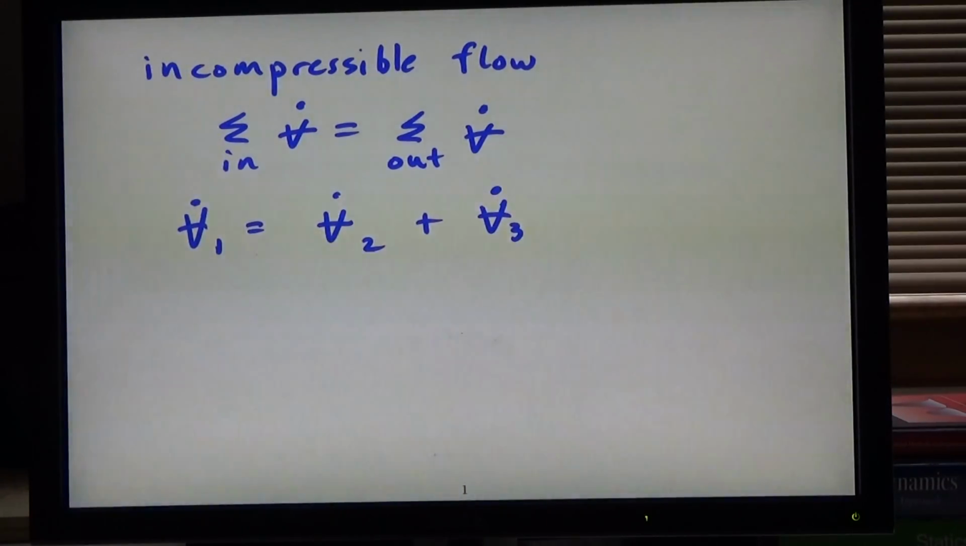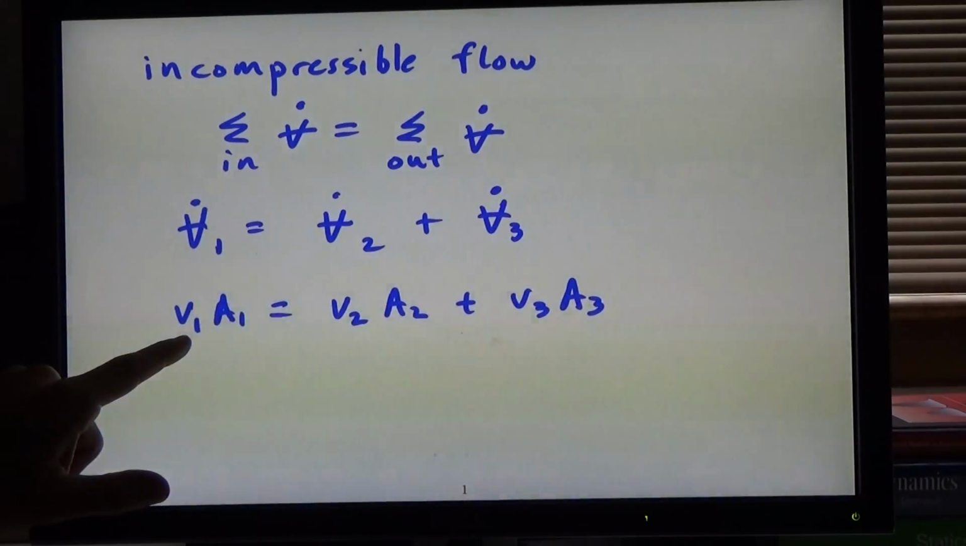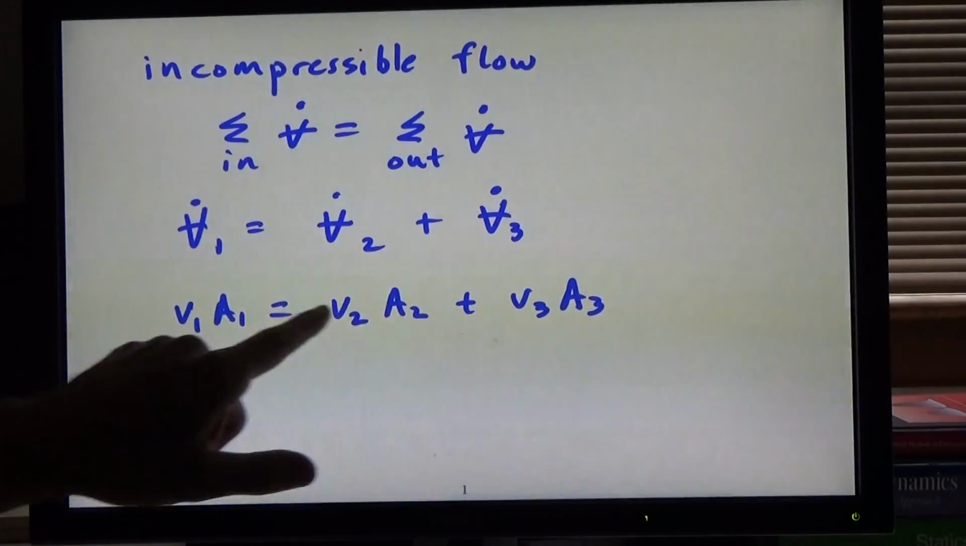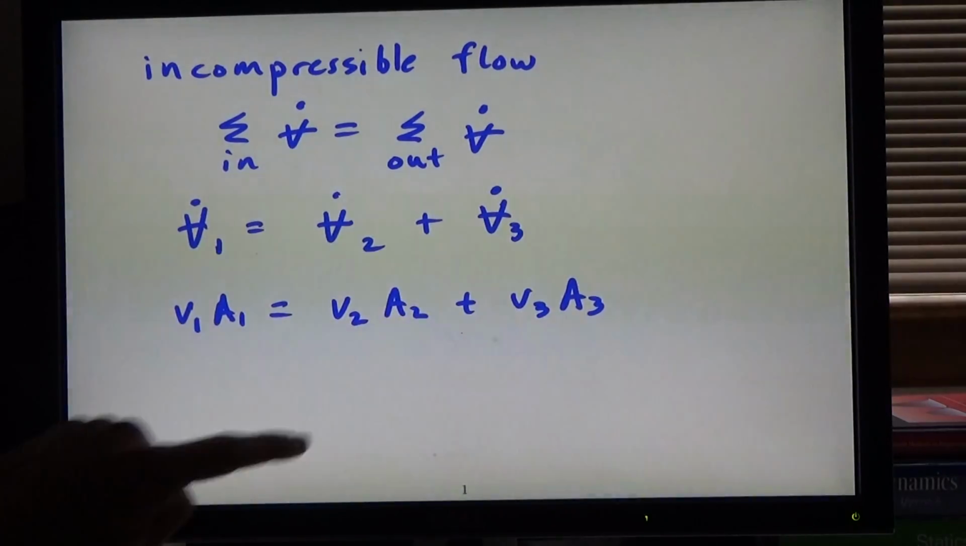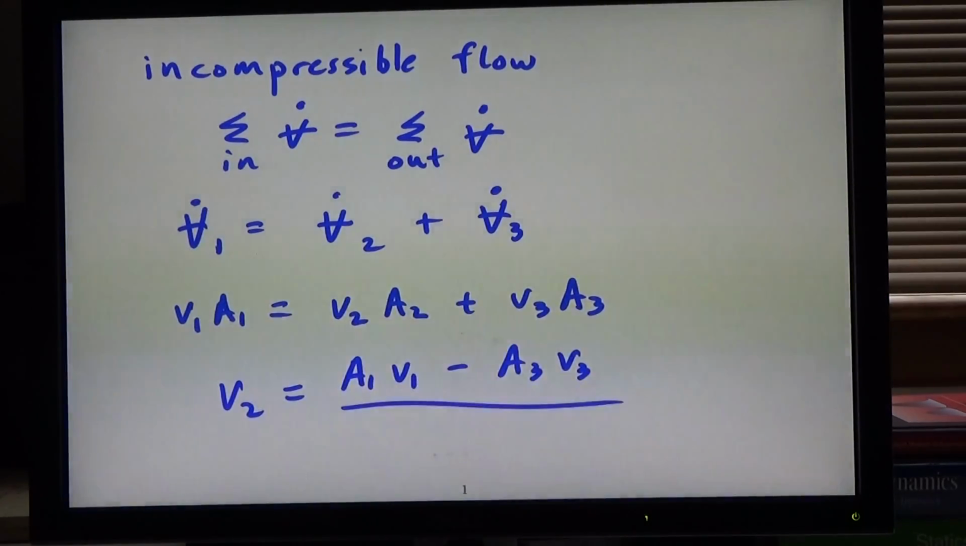And the volumetric flow rate is just equal to velocity times area. So this would be V1 A1 is equal to V2 A2 plus V3 A3. So we know velocity 1 and velocity 3, those are given in the problem statement. We know the diameter of inlet 1, 2, and 3, so we also know A1, A2, and A3. Then we could have solved this equation for velocity 2. So we could have also got velocity 2 is equal to A1 V1 minus A3 V3 divided by A2.